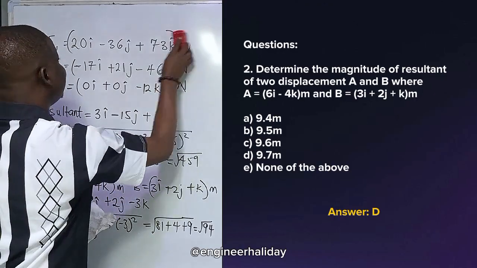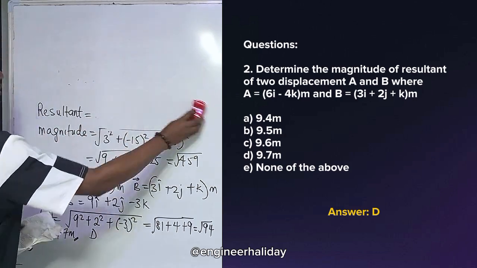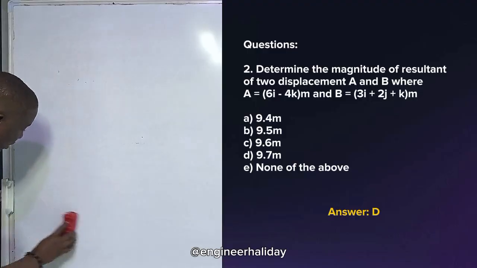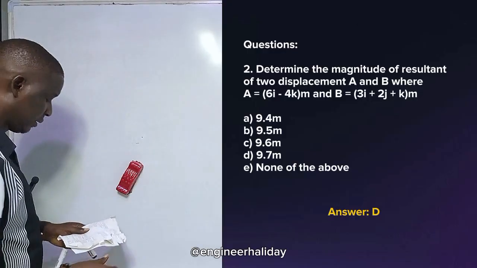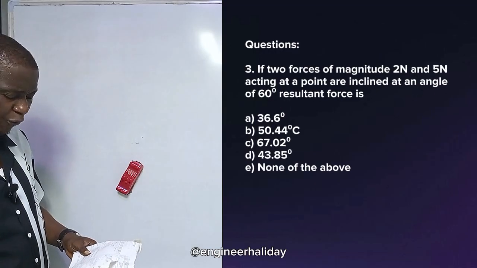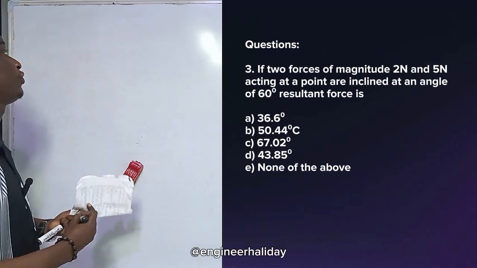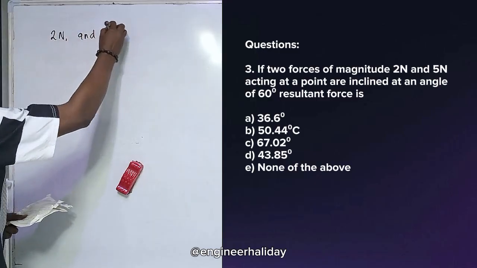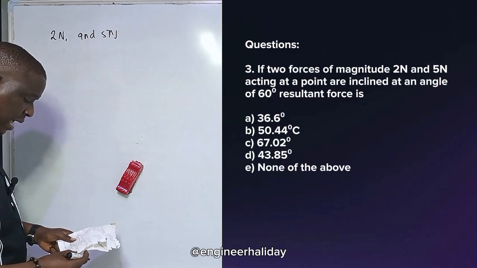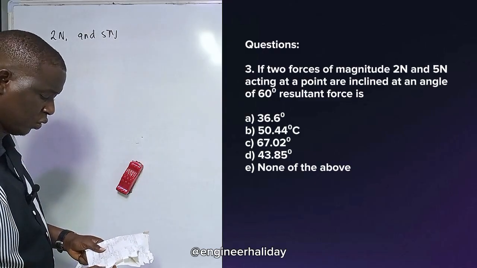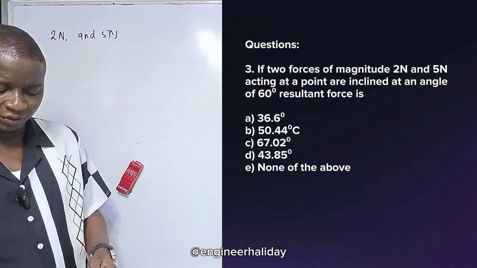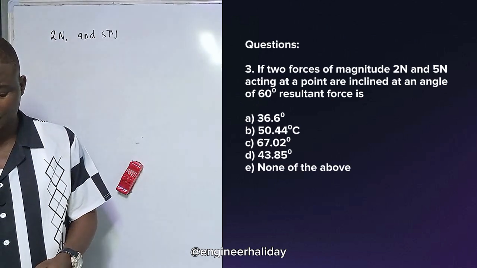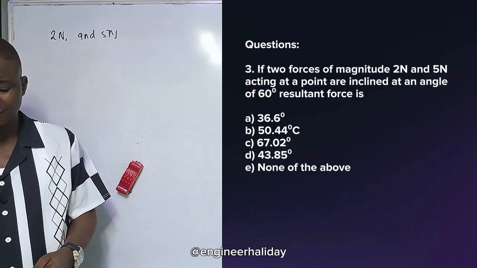We want to increase the skills of the question. We are going to question number 3 now, and I want you to listen. It says if two vectors of magnitude 2 Newton and 5 Newton are acting at a point and are inclined at an angle of 60 degrees to the resultant force, the resultant force is dash.